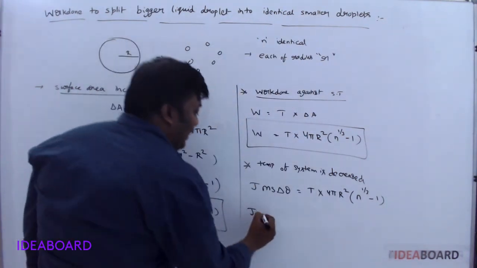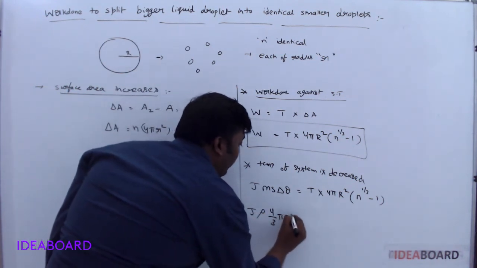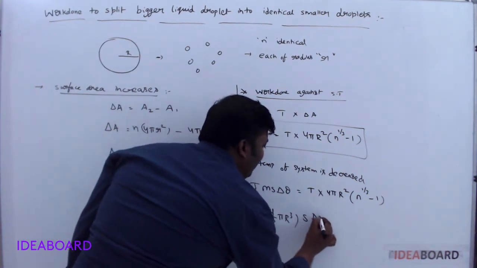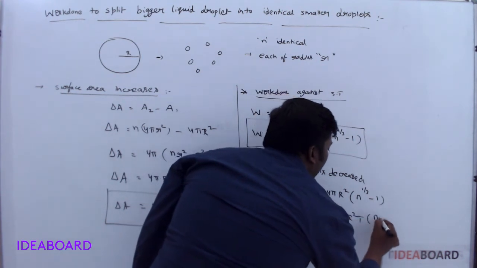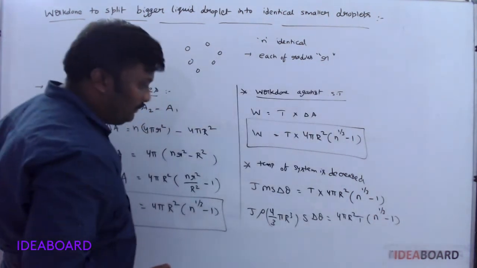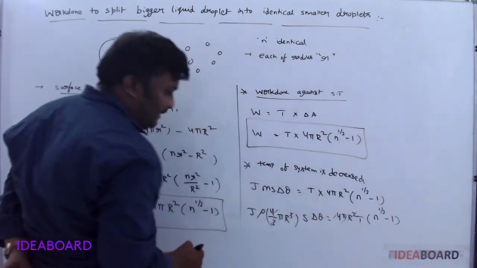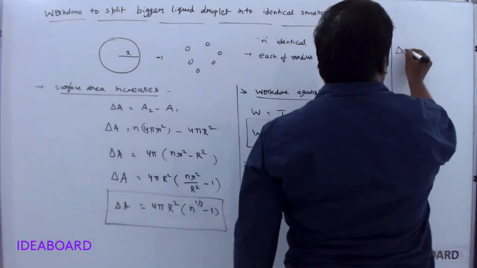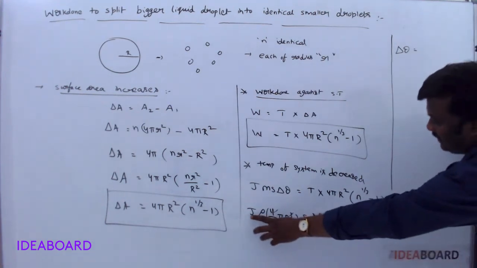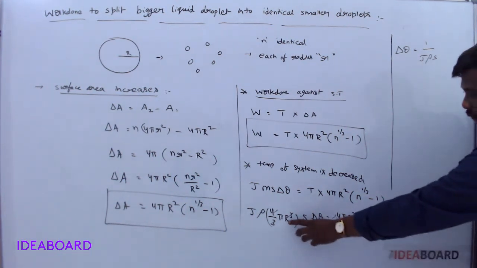J mass can be written as density into volume now. So density into volume, the volume formula 4/3 pi r cube. J rho 4/3 pi r cube s delta theta is equal to 4 pi r square T n power 1 by 3 minus 1. Here 4 pi and one r square cancel. So I want the change in temperature delta theta. So delta theta value is equal to T over J rho s, here one r is balanced.